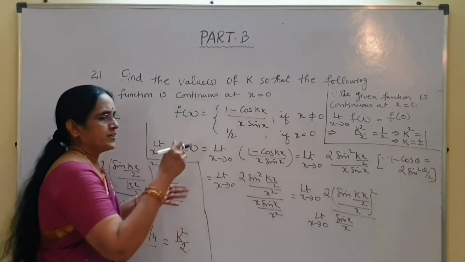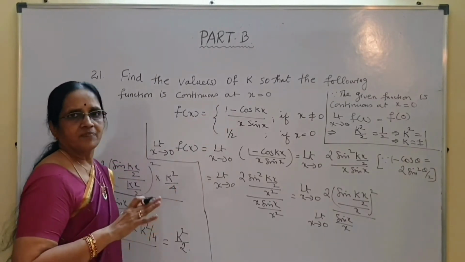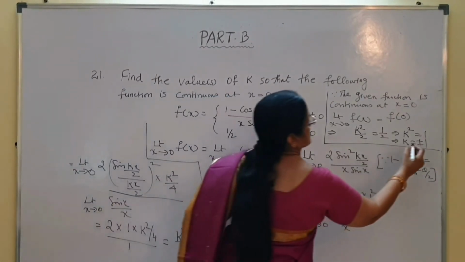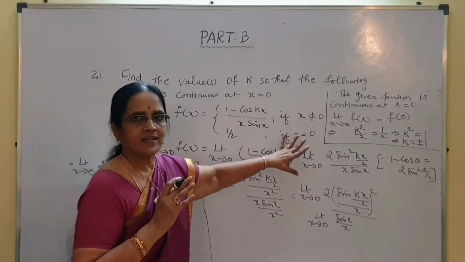So, finally you need to conclude your answer. The values of k is equal to plus 1 or minus 1. That is how you will be concluding your answer.